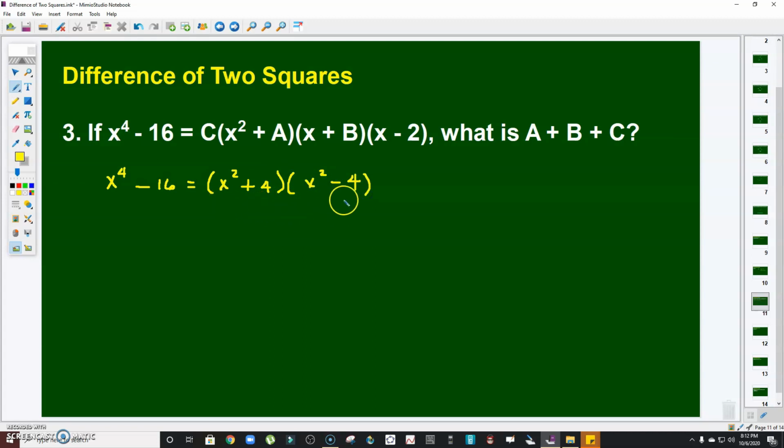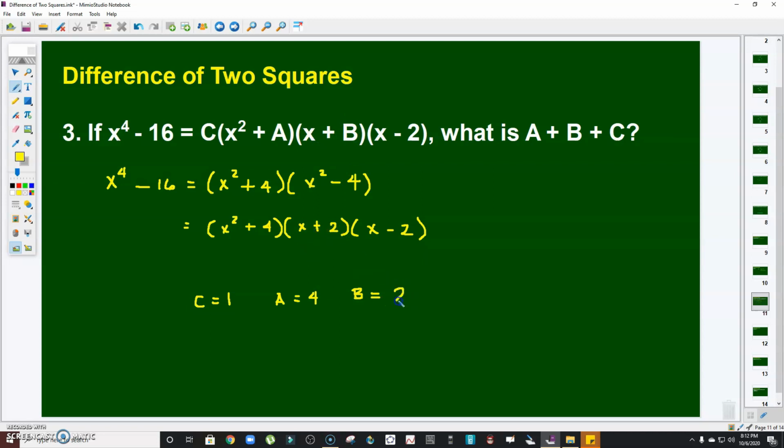Right? But take note, you can still further factor x squared minus 4. So I'll just copy this, x squared plus 4. Then x squared minus 4 is a difference of two squares, which is equal to x plus 2 times x minus 2. There you go. See that? So clearly, my c here is equal to 1. My a is 4. And lastly, the value of b is from x plus b, that's x plus 2.